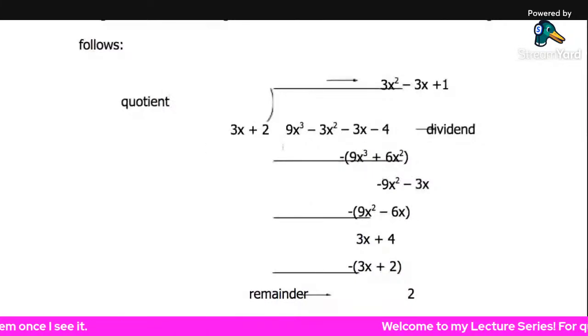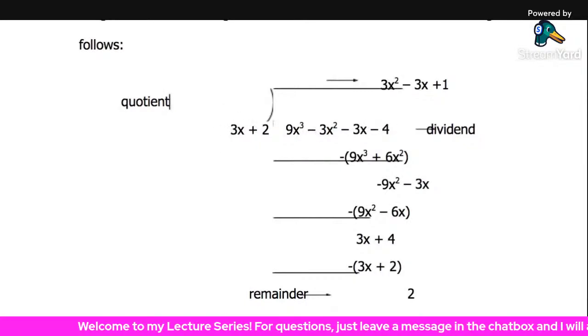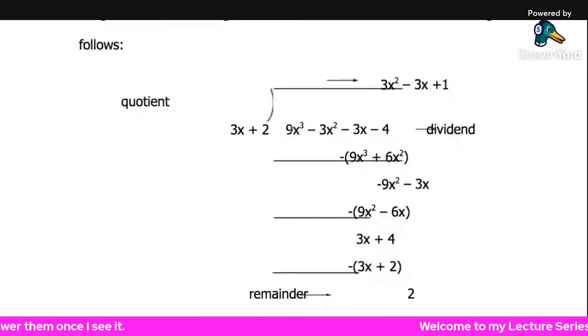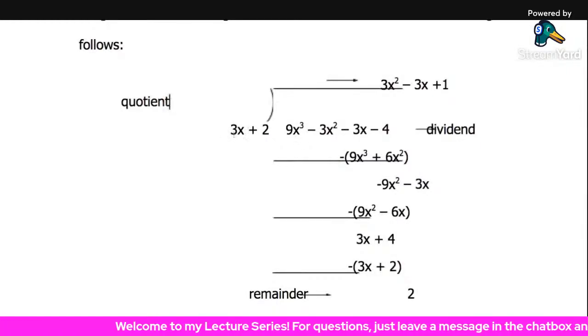So let's just try. We are dividing here 9x cubed minus 3x squared minus 3x minus 4 by a binomial 3x plus 2. So when we are working on this, first you have to consider the first term. Okay? You have 9x cubed. So the idea here is we need to get a 9x cubed so that when we subtract it, this will become 0. Okay, so we have here our divisor, which is 3x plus 2.